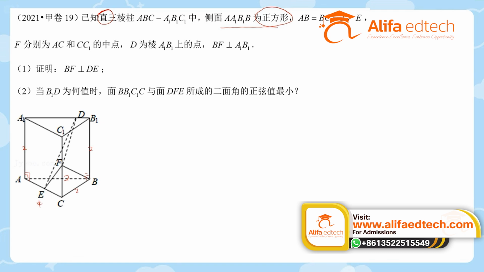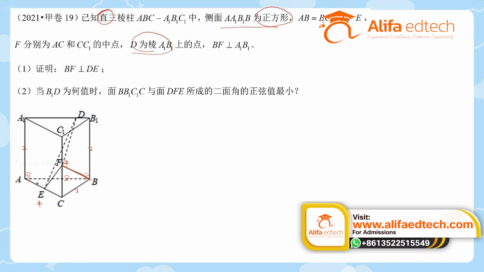Okay, E and F are the midpoints of AC and CC1, respectively. Point D is a point on the edge A1B1. Which point exactly? We don't know, right? But it's somewhere on this edge. Now, it satisfies that BF is perpendicular to A1B1. BF is right here, perpendicular to A1B1. Since A1B1 and AB are parallel, it means AB is perpendicular to BF.